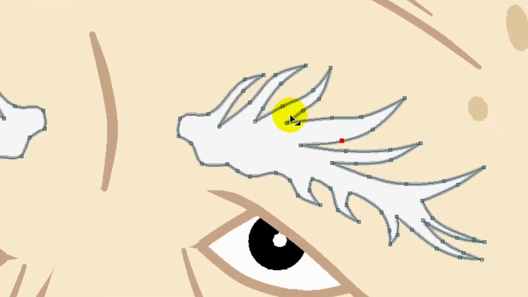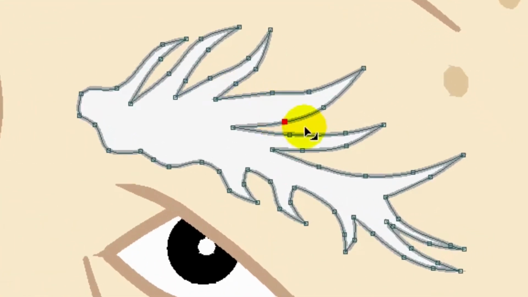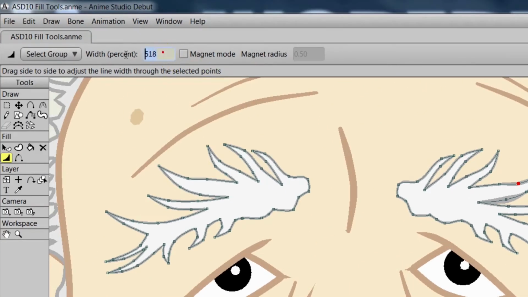The Line Width tool allows us to adjust the width of a line based on a point. So you could take that tool, come over here to a point, hold down the mouse button and drag to the right to increase the line width. You can do that on any point you wish, and going to the left will decrease the line.